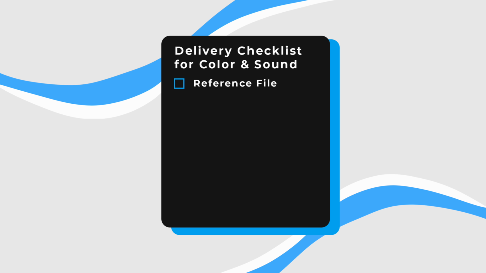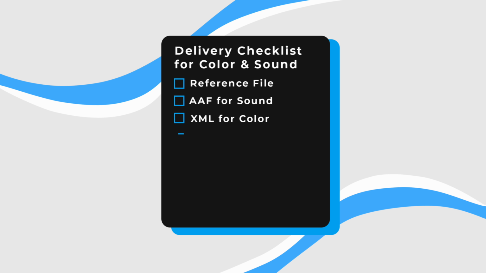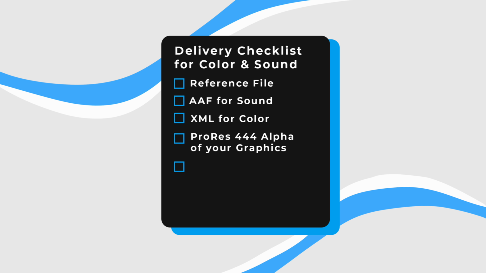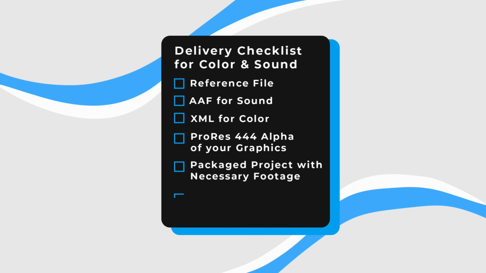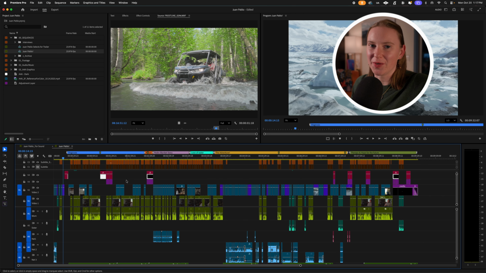Today I'm going to be showing you how I export my Premiere project for color and sound. By the end of this process, you should have a reference file, an AAF for sound, an XML for color, a ProRes 444 alpha export of your graphics, a packaged Premiere project with all necessary footage, and the camera's color space settings.